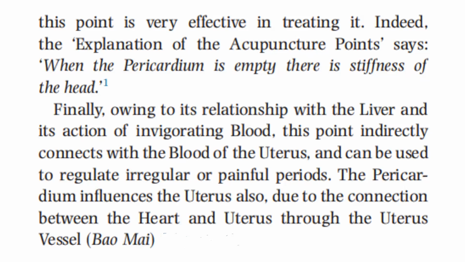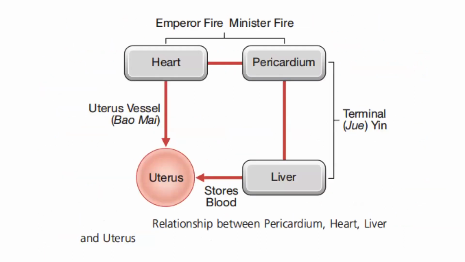Owing to its relationship with the liver and its action of invigorating blood, Pericardium 6 is indirectly connected with the blood of the uterus and can be used to regulate irregular or painful periods. The pericardium influences the uterus also, due to the connection between the heart and uterus through the uterus vessel called bao mai. So here you can see the relationship between pericardium, the heart, liver, and uterus.